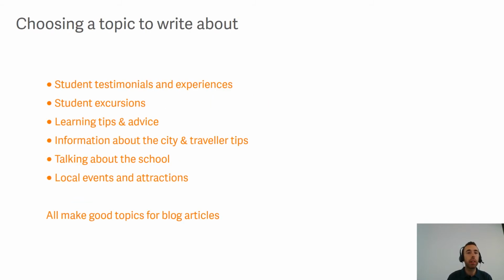Choosing a topic, again, is quite straightforward. You can write about pretty much anything related to students, language, English language, learning tips, the school, travel advice, the city, the location that the school is in. These are all very valid. A lot of people like to blog about field excursions that students go on, learning tips and advice, travel advice, talking about the school. These are all fantastic topics to blog about.